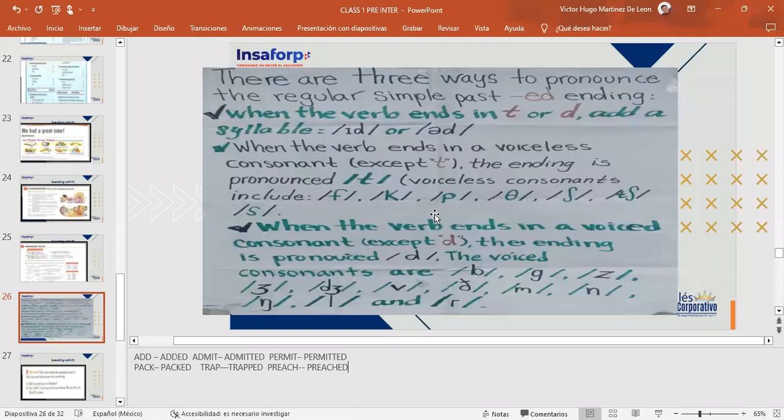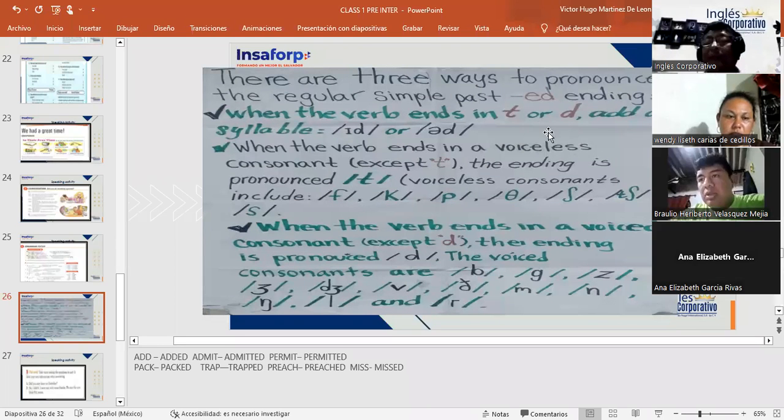And another can be miss. Aquí miss sería extrañar, ¿verdad? No es miss de señorita. Missed. Missed. De ahí, missed. Así tiene que sonar, ¿ok? Por supuesto, eso es de practicarlo, ¿verdad?